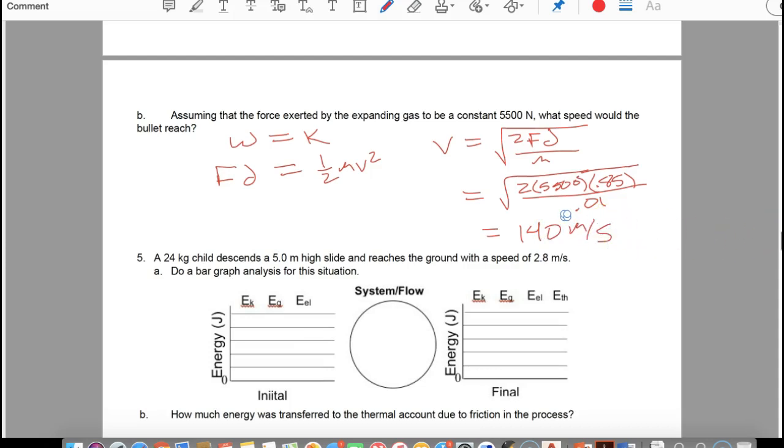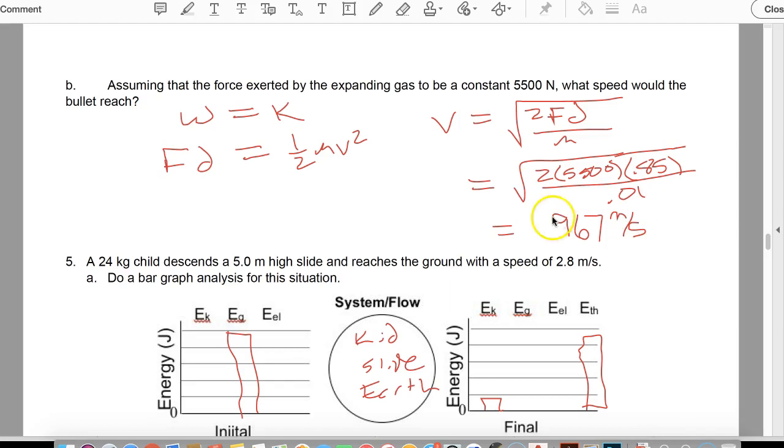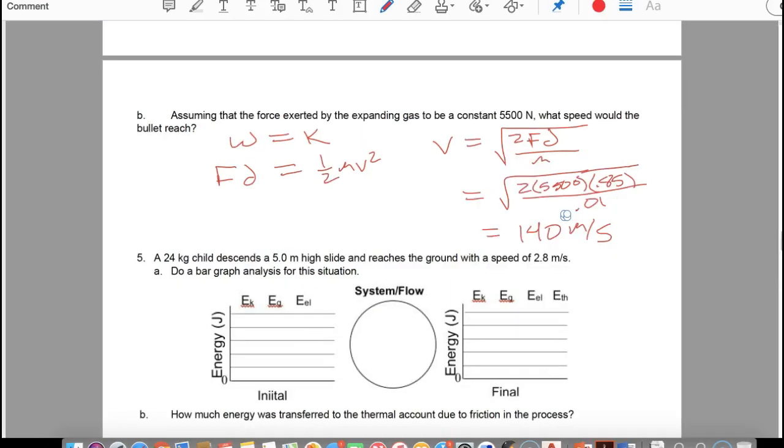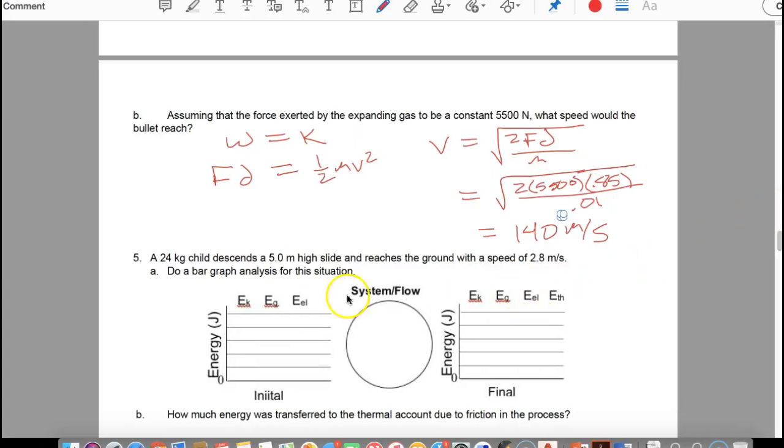meters per second. All right, so I made a mistake, and the number here should be 967. Just a calculator error, that's it. Okay, so that should have been pretty easy to do.